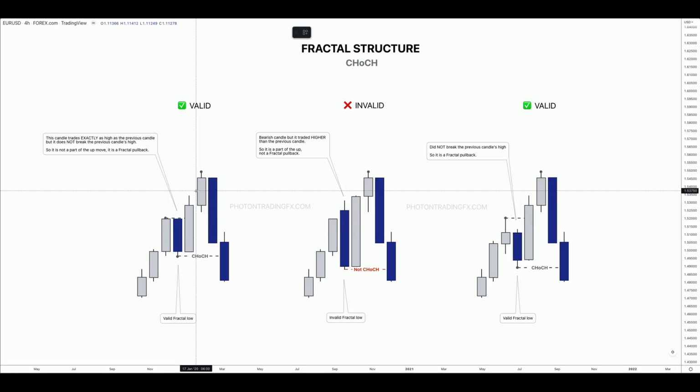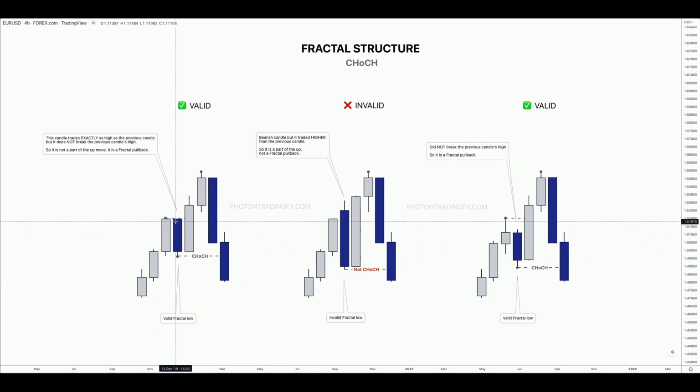With fractal structure, we have to ignore the color of the candles and look at whether the candles broke the previous candle's highs or lows. That's what we care about. So in this instance, let's concentrate on the first example. Start from the start. All of these candles break the previous candle's high, so that's all part of the up move.